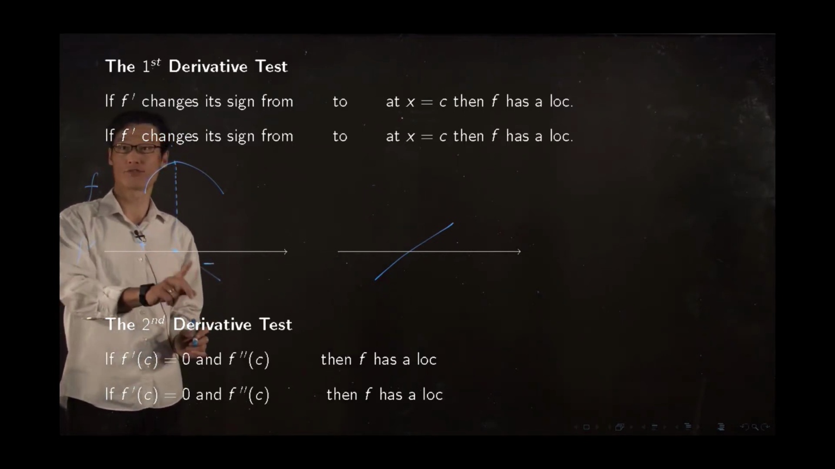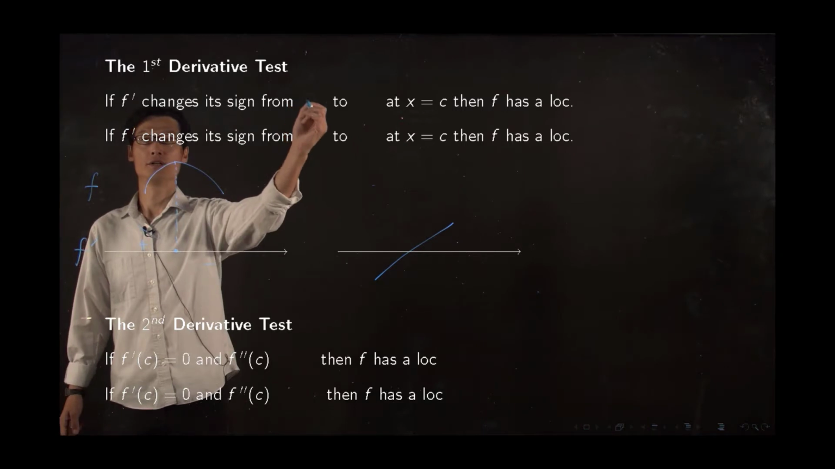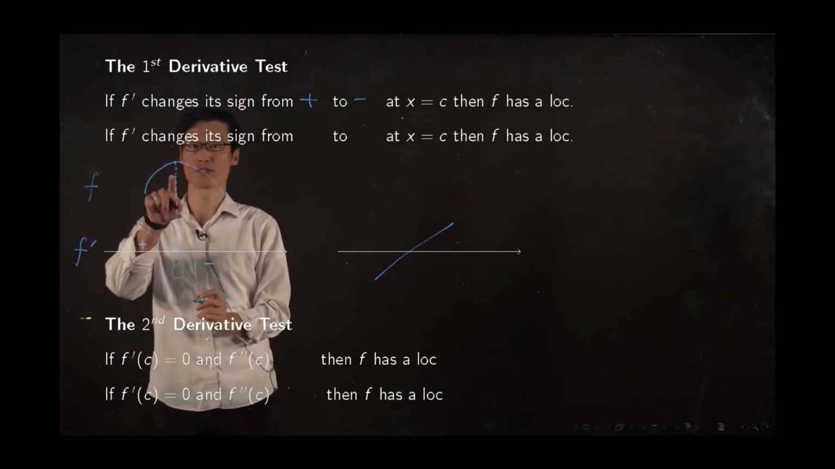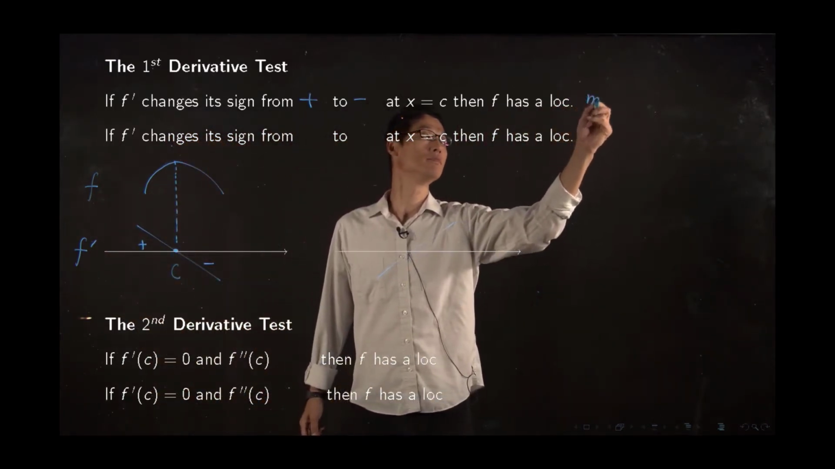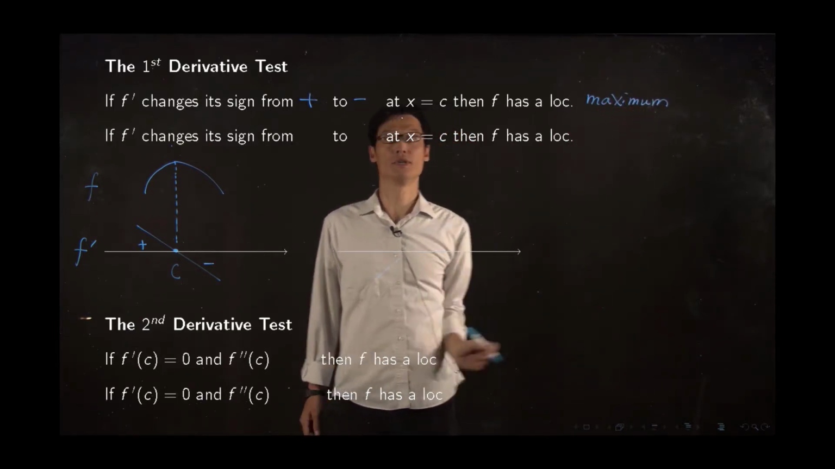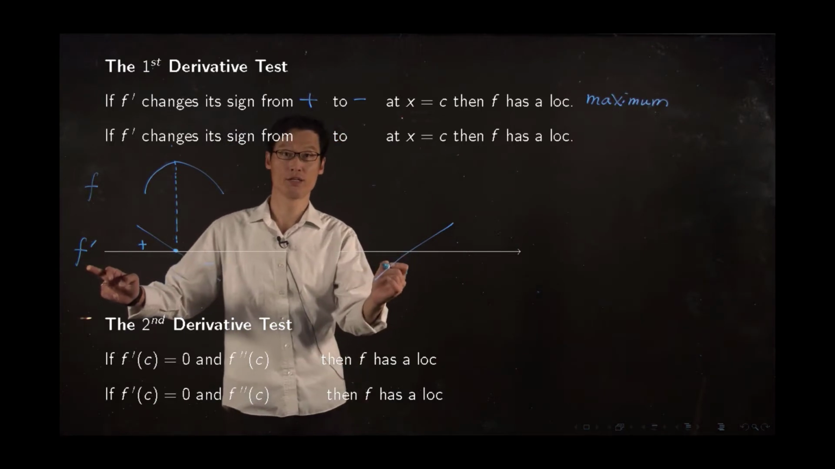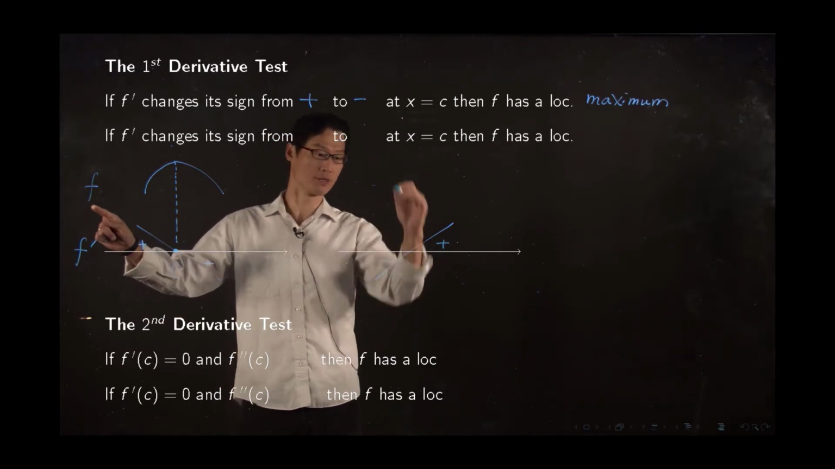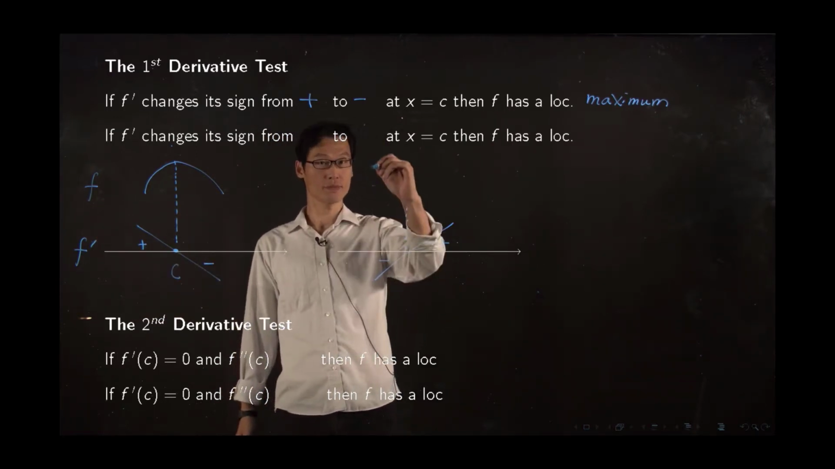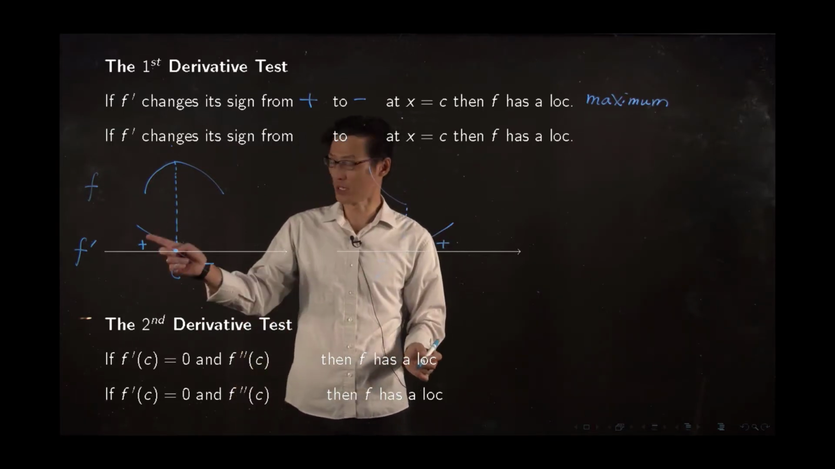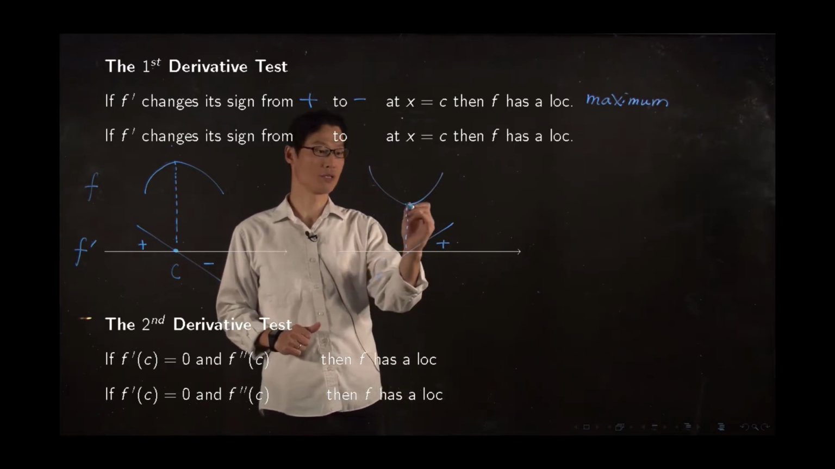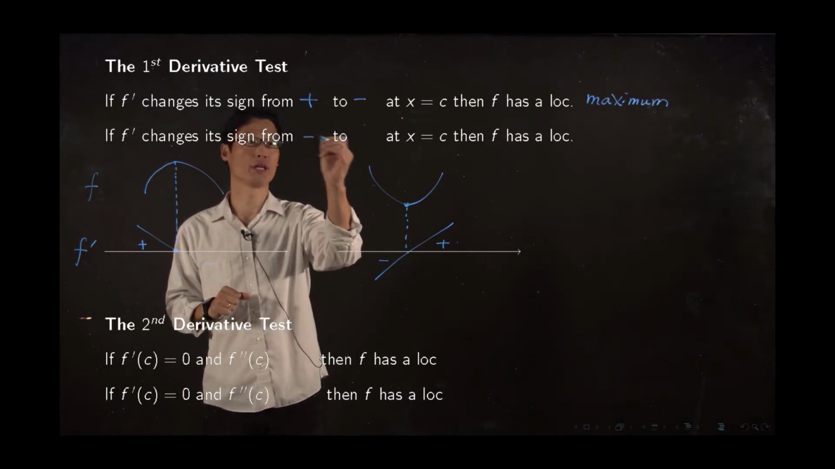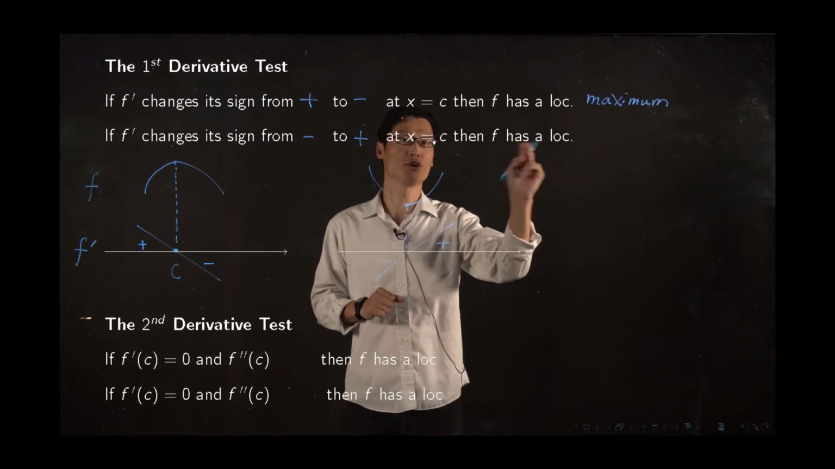Once f prime changes sign from positive to negative at some point C, then f has a local maximum. Similarly, if f prime changes sign from negative to positive, then f must be decreasing, like this, and then positive f prime says that your f must be increasing like this. So we have a local minimum. So if your f prime changes sign from negative to positive, then your function has a local minimum.